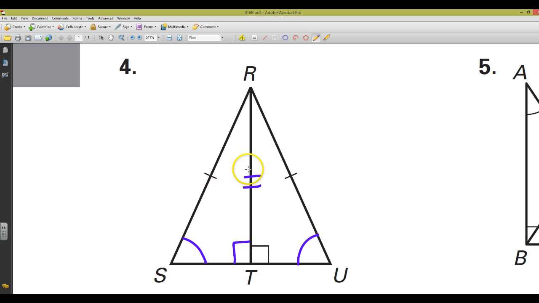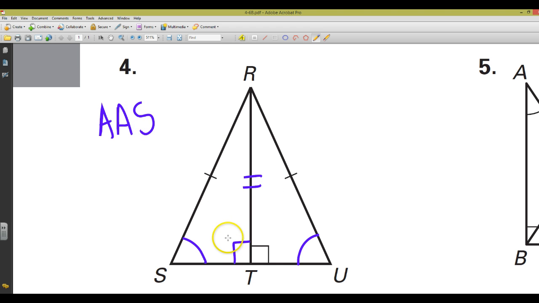So with all this information now, I see that the triangle on the left, I have an angle and a side this way, or an angle and a side that way. So we could prove that these two triangles are congruent by angle, side.